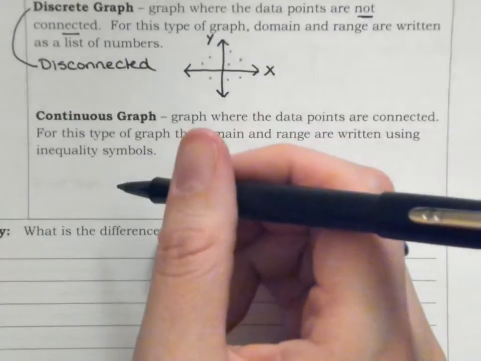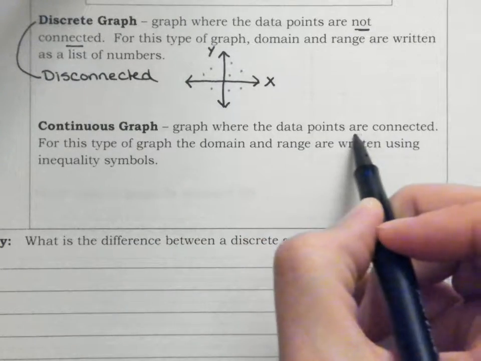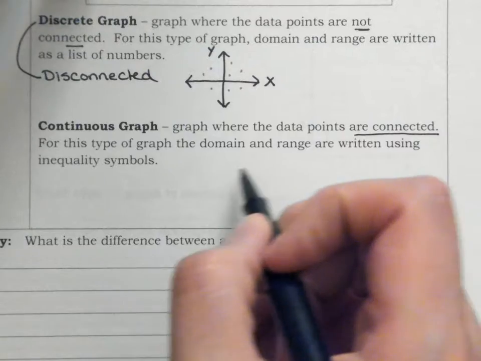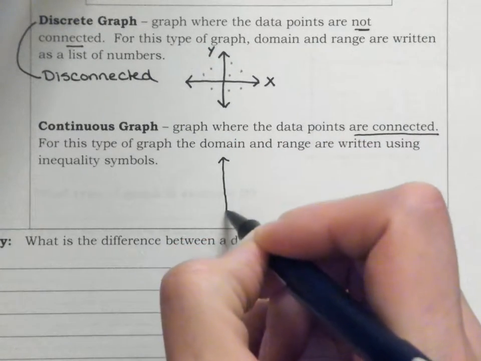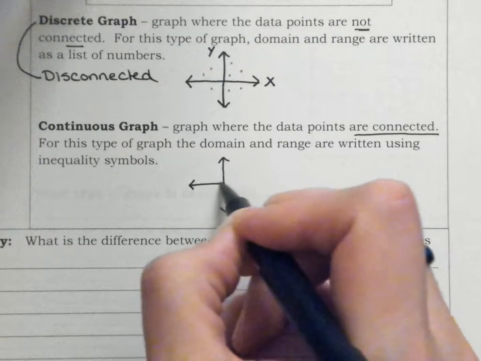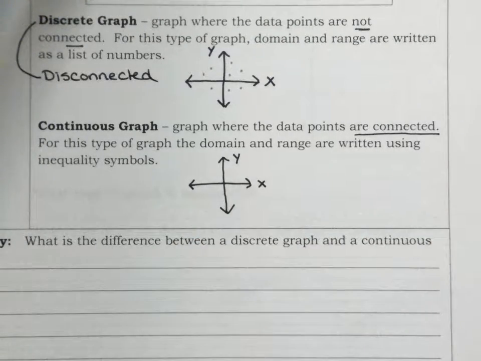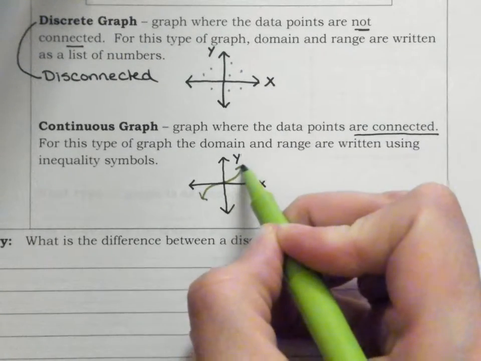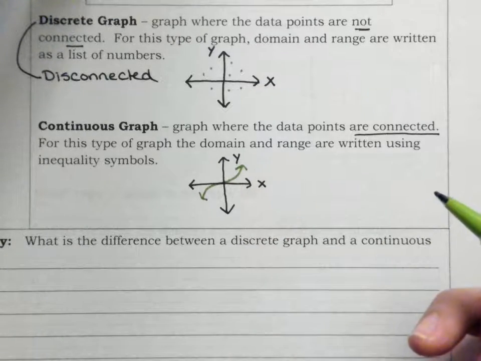Alright, and then a continuous graph is a graph where the data points are connected. And for this type of graph, domain and range are written using inequality symbols, which we will be talking a lot more about next week. So to graph it, we have x and y. And continuous just means it looks something like that, right? All of the points on the graph are connected.